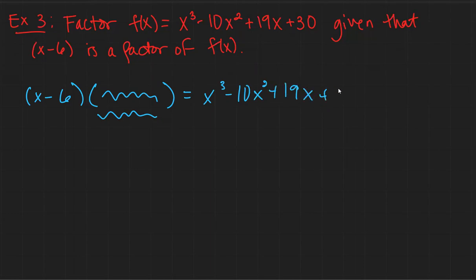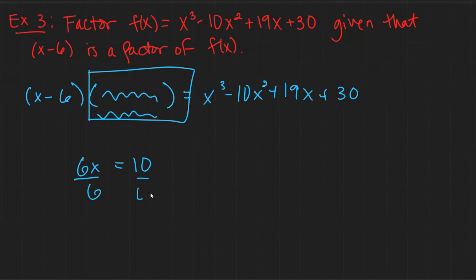plus 30. Okay, let's say that I wanted to solve for this. Well, it's being multiplied by x minus 6, so what's your first instinct? Let's say, like, if I had 6x equals 10, what do you do to solve for x? You divide by 6. So it's the same thing here. What do I do to solve for this polynomial that I don't know? Well, let's divide by x minus 6.